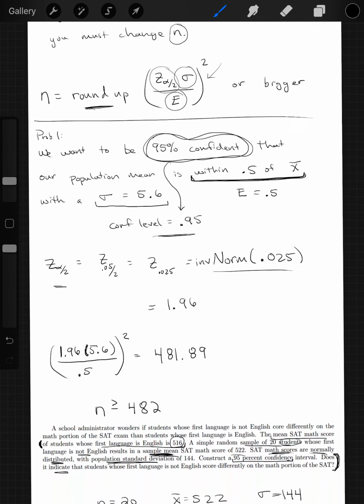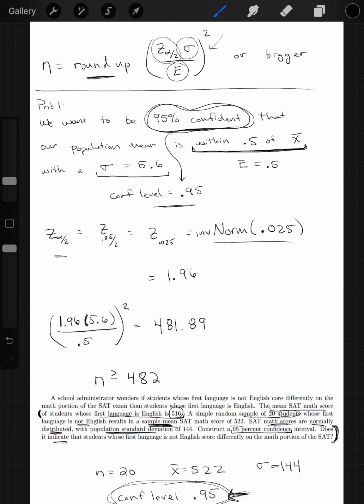So as we see in this next problem, we want to be 95% confident, right? So that tells us our confidence level, that our population mean is within 0.5 of x bar. That tells us our error, because our error is exactly how close we are going to be to our point estimate. So our error is 0.5, and we have to be given sigma. Any problem from this section is just going to tell you what sigma is. There's no real way to hide it or gussy it up. So our confidence level is 0.95, our E is 0.5, and our sigma is 5.6.